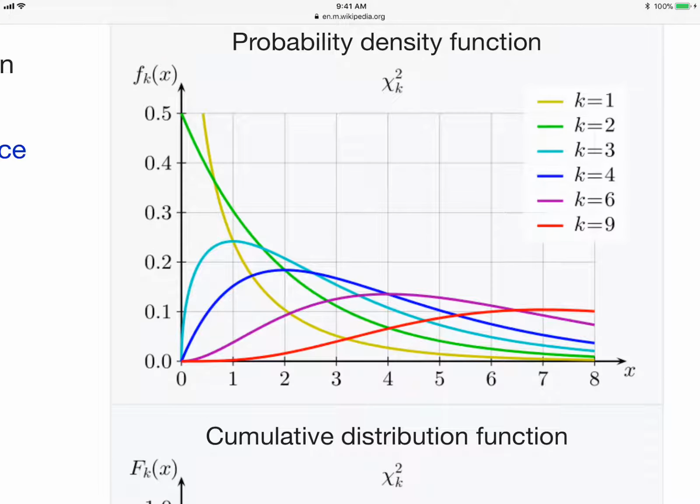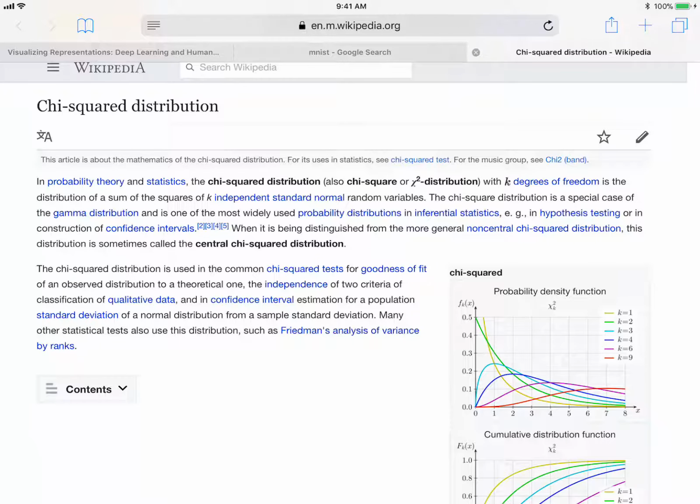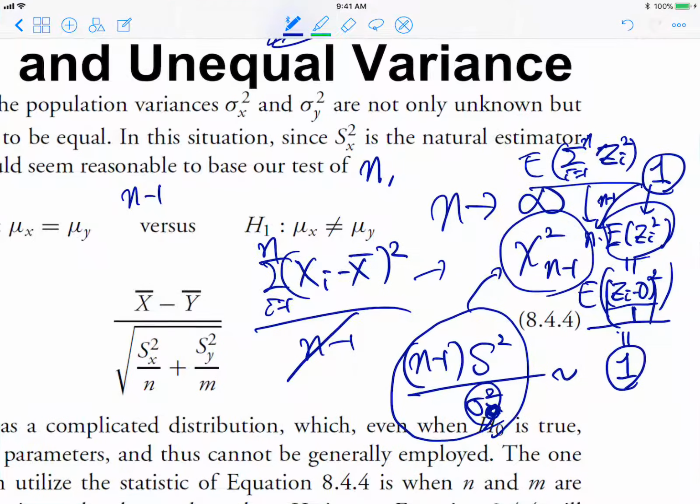We saw this shape of the distribution, right? The mean value will shift towards the right as the degree of freedom increases, and the variance will also increase, giving a wider and wider distribution. We learned that, right? Then in this case, the variance will be 2 times n minus 1. That will be the variance of our chi-square distribution, right?